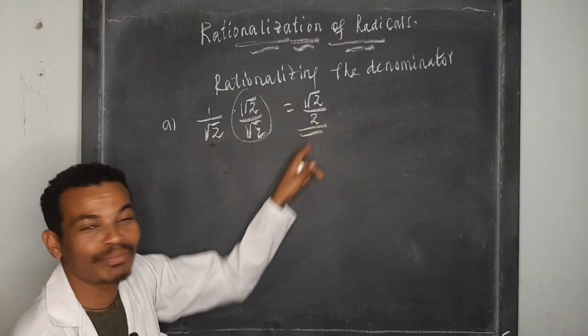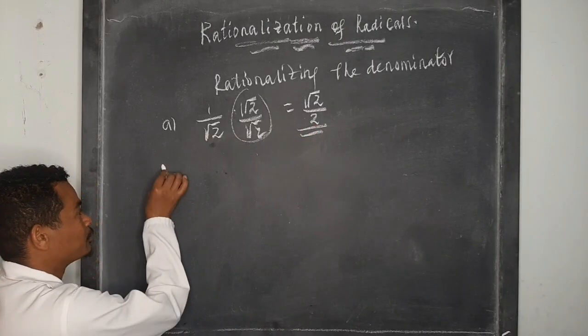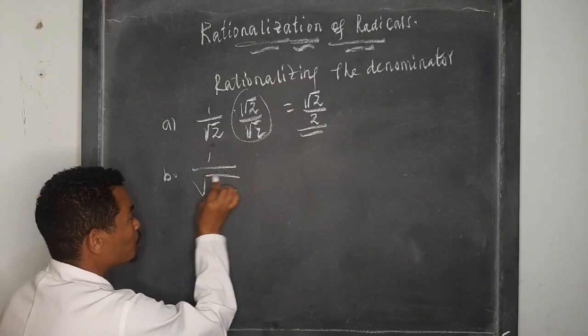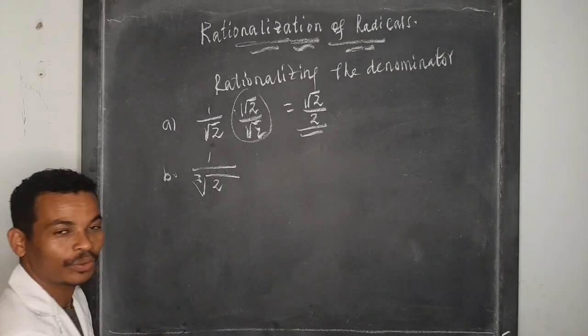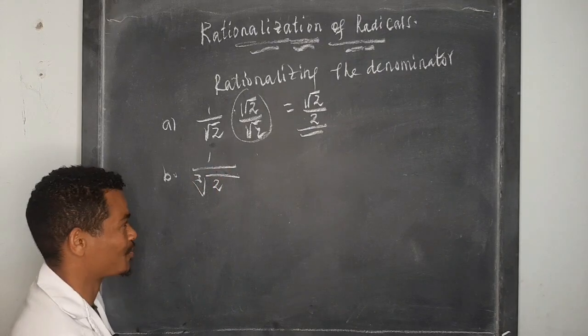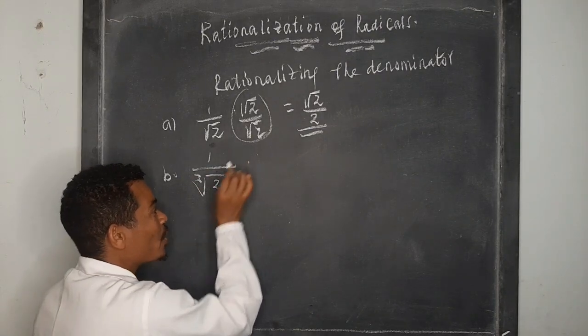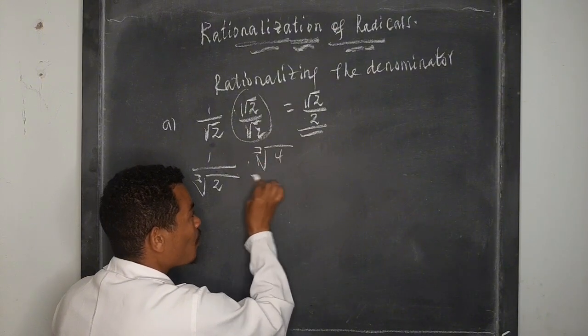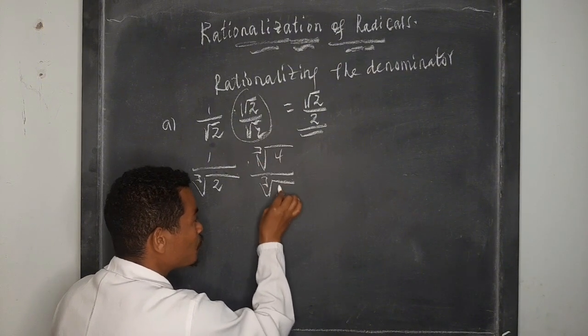Okay, b: 1 over cube root of 2. How do we change this cube root of 2 into a rational number? So we have to multiply by cube root of 4 over cube root of 4.